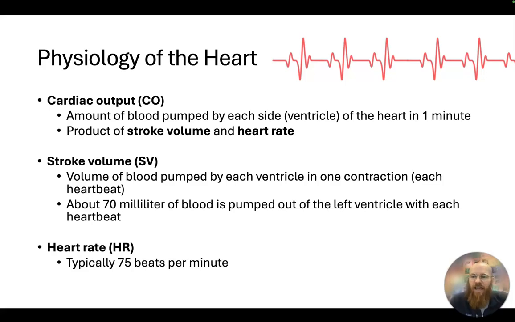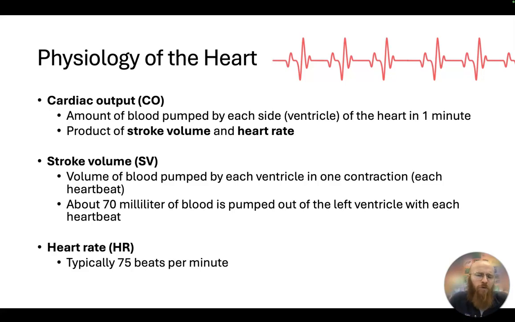And then we're going to finish today with a couple more key terms of the actual physiology, a way that we can measure the physiology and the activity of the heart. And ultimately, that is going to be called our cardiac output. So what is our heart actually producing? This is referring to the amount of blood that we are actually pumping out of each side, or the ventricles, in 1 minute of time. This is ultimately going to be a product of the stroke volume and heart rate. So let's break those down.